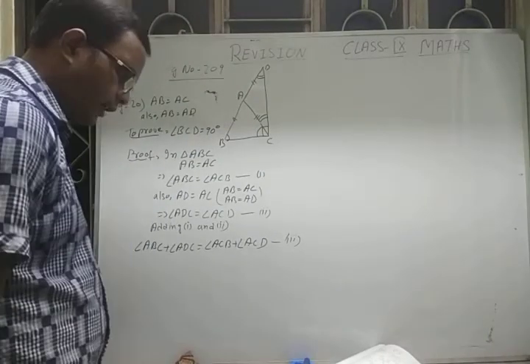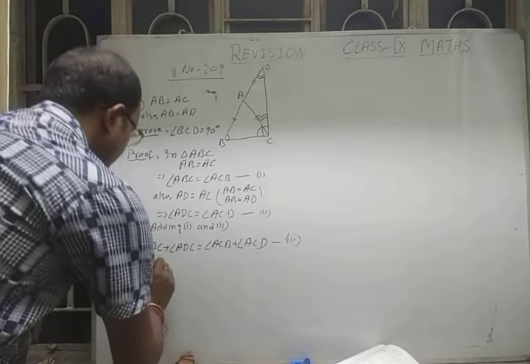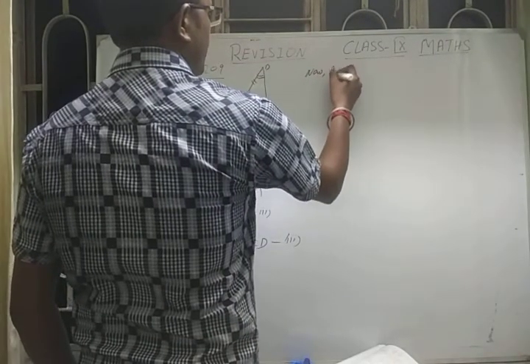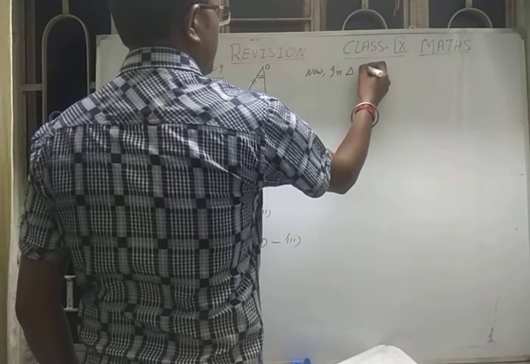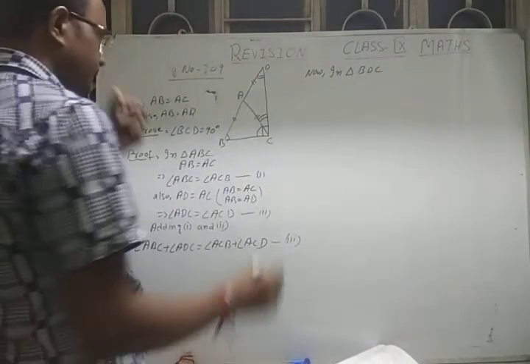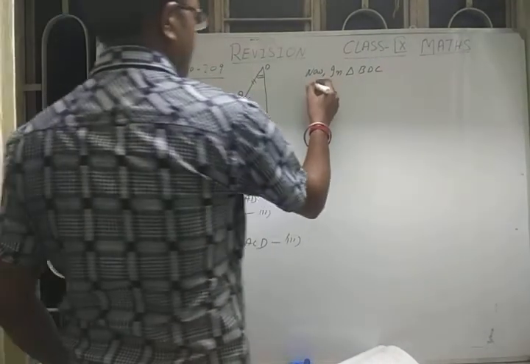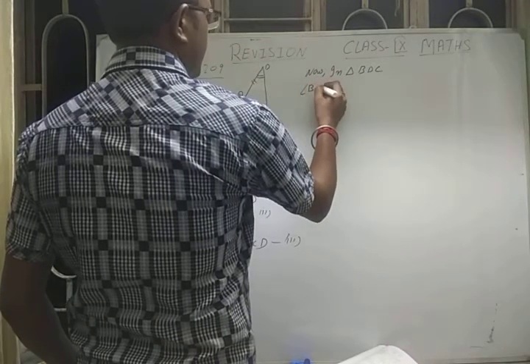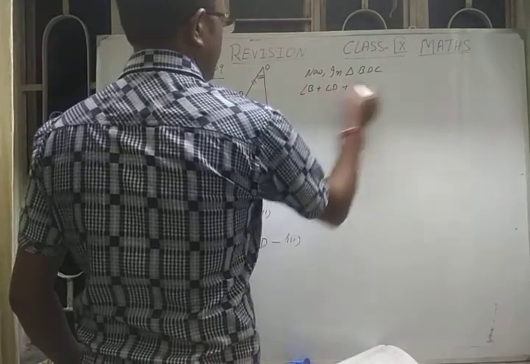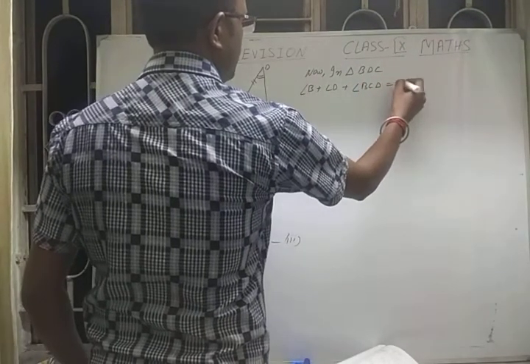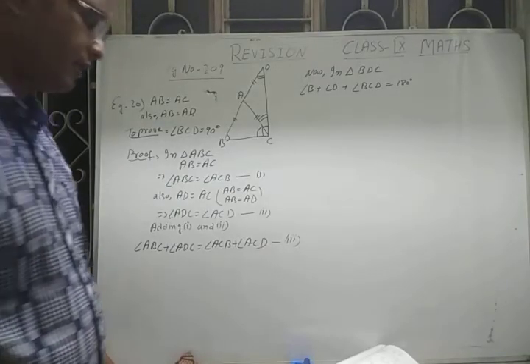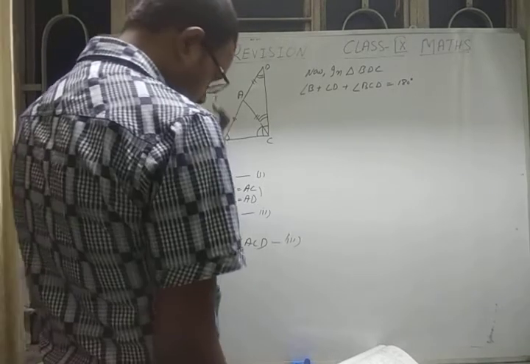Now in triangle BDC, you can write, the sum of these angles is 180. So I'm just writing angle B plus angle D plus angle BCD is equal to 180, because you know the sum of the angles of a triangle is always 180 degrees. Okay.